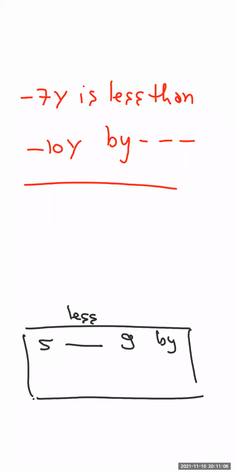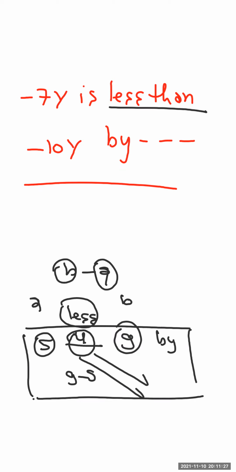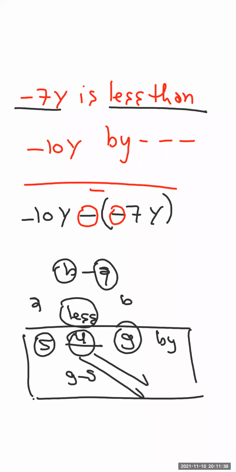How did I get that? It's 9 minus 5, right? So 5 is less than 9 by 4, correct? So if this one is A and this one is B, it's B minus A. So in this case, less than means the second minus the first. So negative 10y minus the first, which is negative 7y. Now, guys, as we said before, minus negative is plus. So negative 10 plus 7 will equal negative 3y. That's it. Correct?